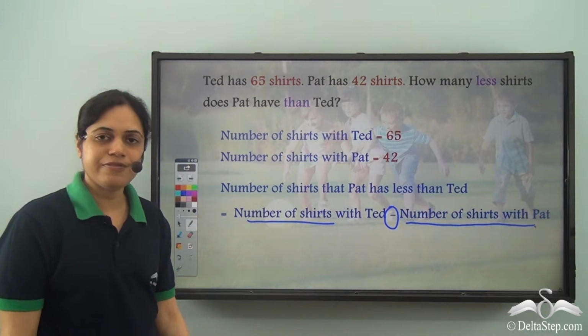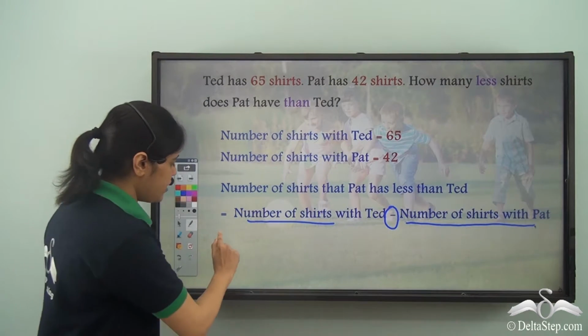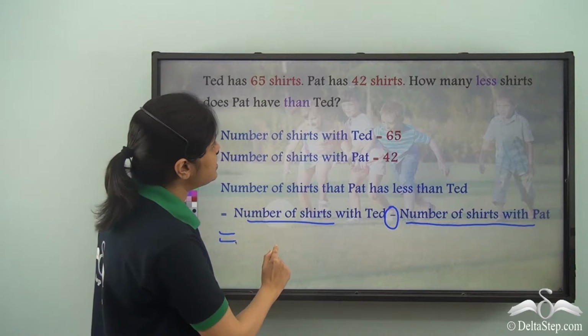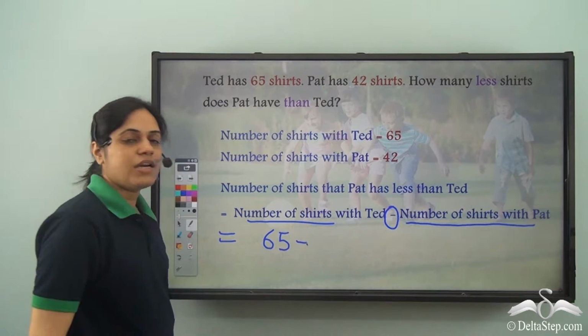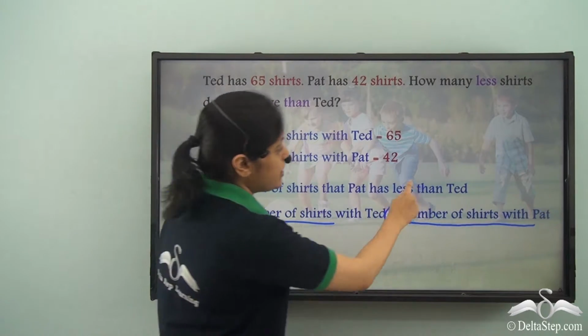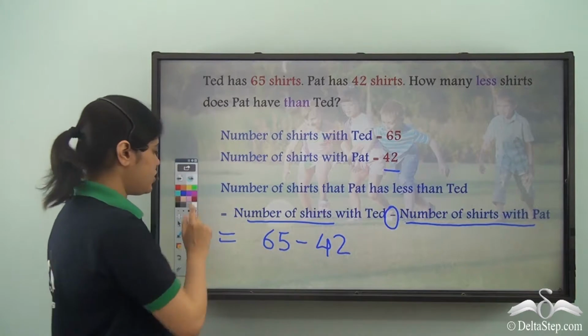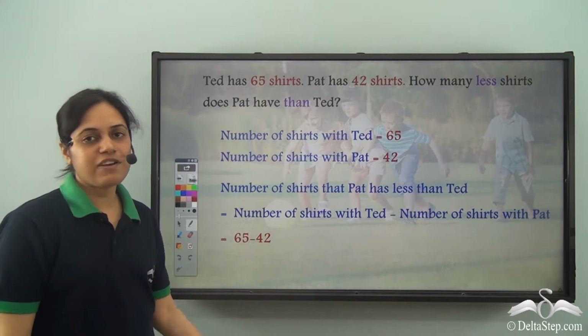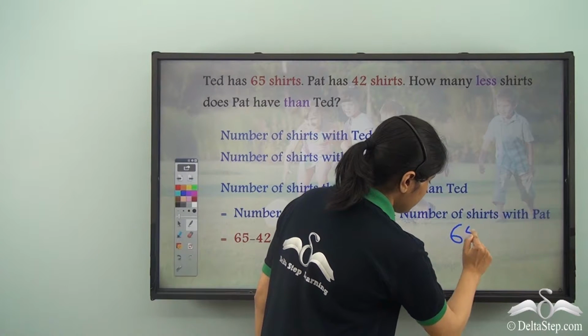This is what I have. What is the number of shirts with Ted? The number of shirts with Ted is 65 minus number of shirts with Pat is 42. So this is what we need, 65 minus 42. Now let's subtract these two.